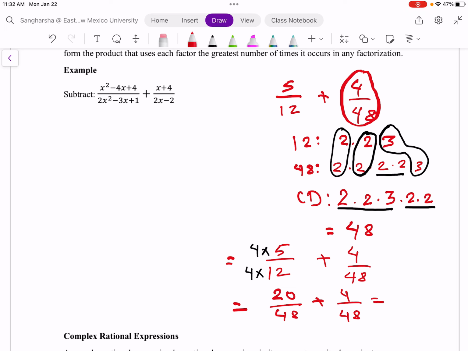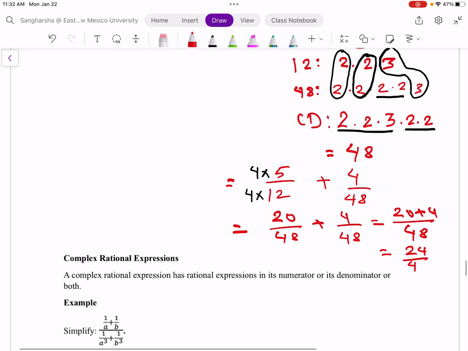Here, since we have the common denominator, we have 20 plus 4 divided by 48. 20 plus 4 is 24, divided by 48. And we can simplify this. 24 times 1 is 24. So if you divide the numerator and denominator by 24, we get 1 over 2. So 1/2 is the final answer.